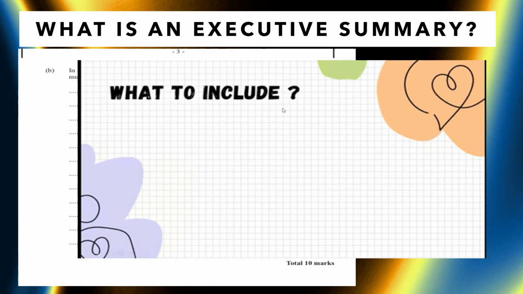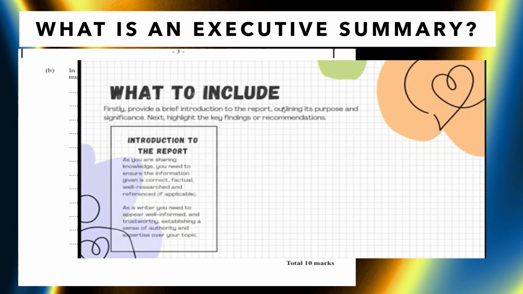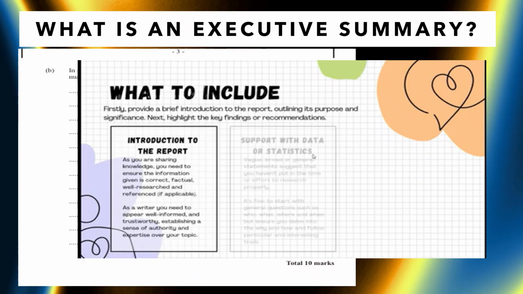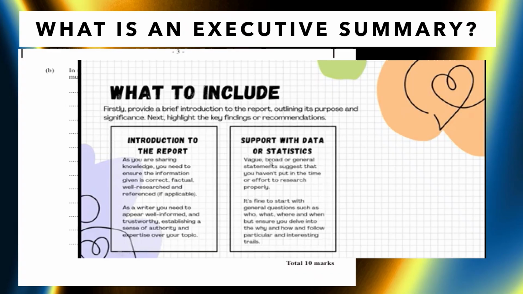There are a few factors that one should keep in mind. First, an introduction to the report. You want to give your reader a quick understanding of what the report is all about. Briefly mention why it matters and what it aims to achieve. Second, an executive summary should have supportive data or statistics. Include key numbers or statistics that reinforce your main points. This adds credibility and helps readers see the evidence behind your findings.